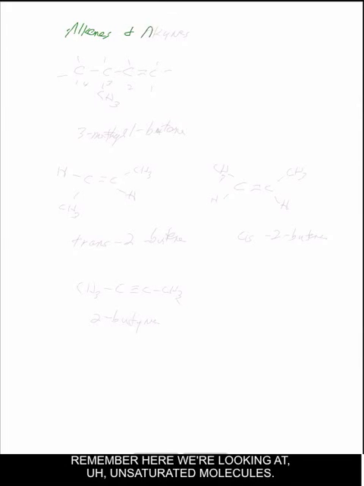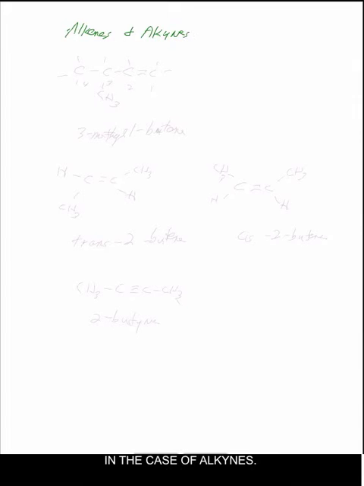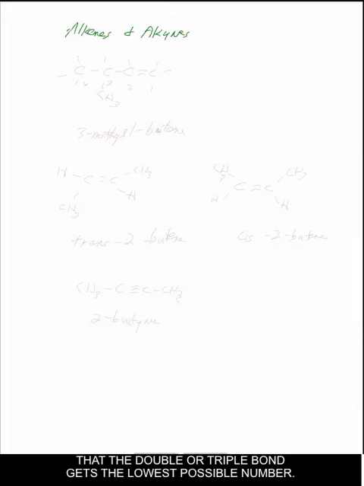When naming alkenes and alkynes, remember we're looking at unsaturated molecules that have either double bonds in the case of alkenes or triple bonds in the case of alkynes. And the basic rule here is that we name our molecule based on the longest chain that contains either the double or triple bond, and furthermore, we number the molecule in such a way that the double or triple bond gets the lowest possible number.